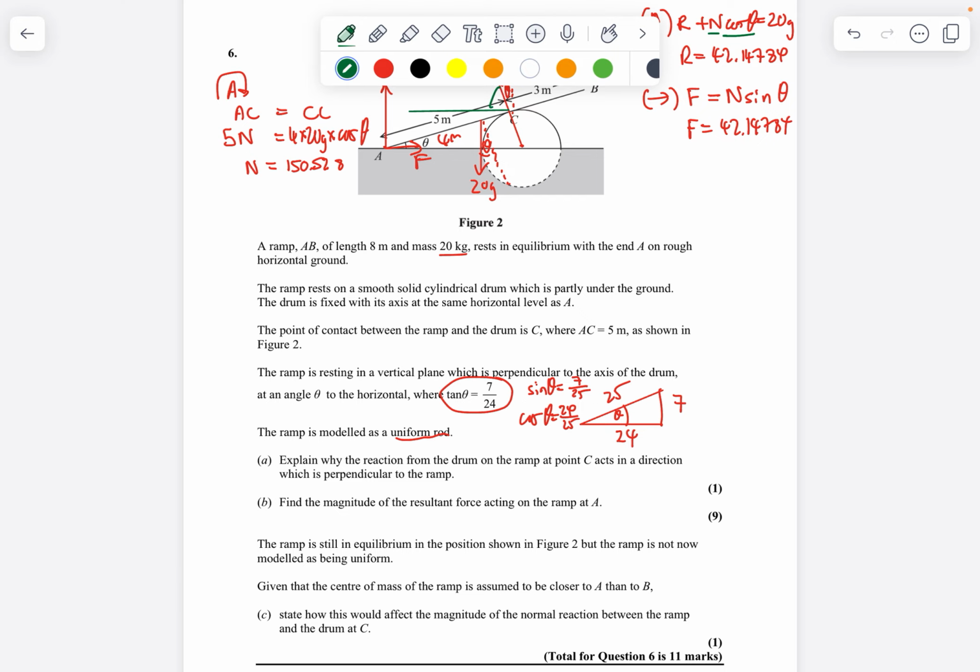Right, great. So the question says, B, find the magnitude of the resultant force acting on the ramp at A. Okay, well, the force at A is R, and we found that R was equal to 42.14784. So that's that taken care of.